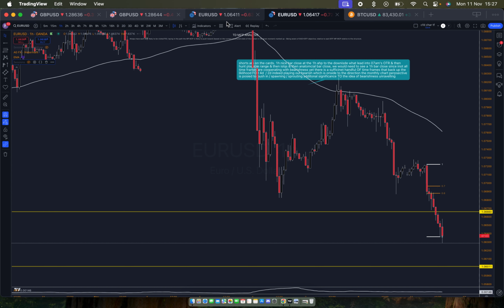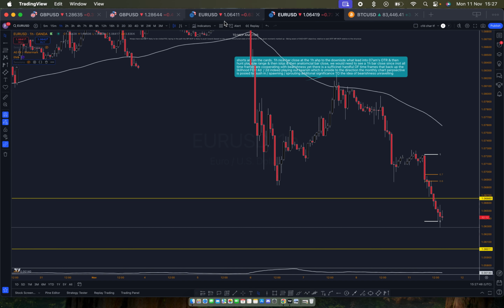And that's the same for the euro, which I really doubt is going to happen. I really doubt we're going to get a retrace up to here. But this is the thinking behind it.